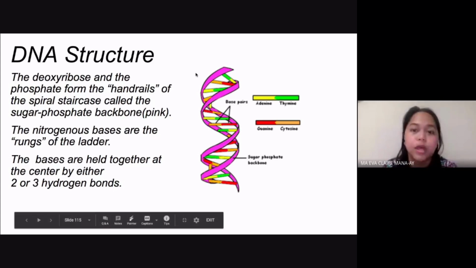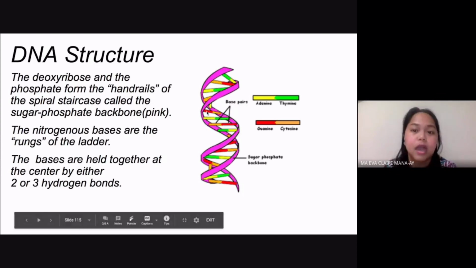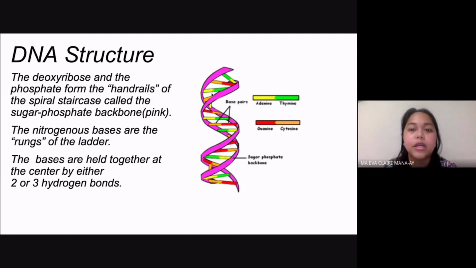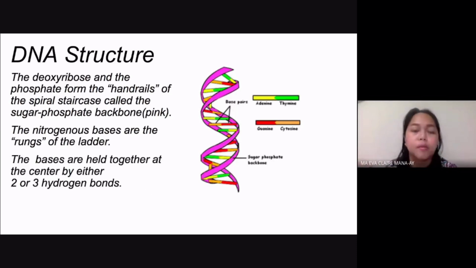So again, if you are asked, where can you find the sugar? Where can you find the phosphate group in the DNA structure? That would be forming the handrails of the DNA complex. And the rungs, the steps here in the middle, are the combinations of N bases. Now, some of these bases are held together at the center by either 2 or 3 hydrogen bonds. I'm going to talk about that in the following slide.